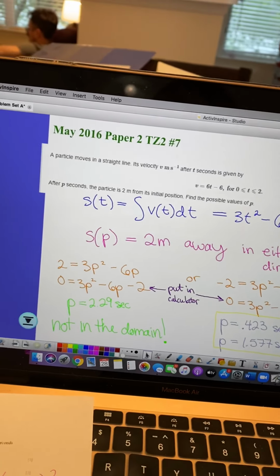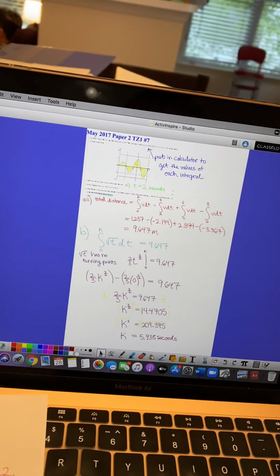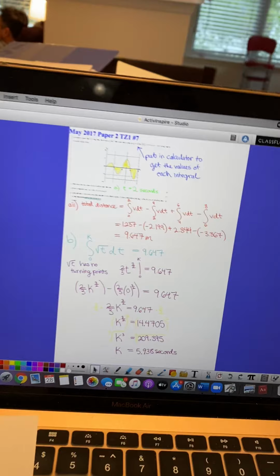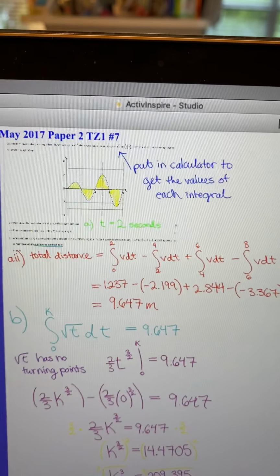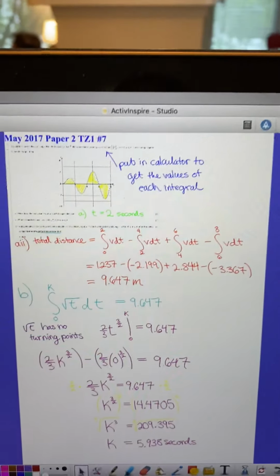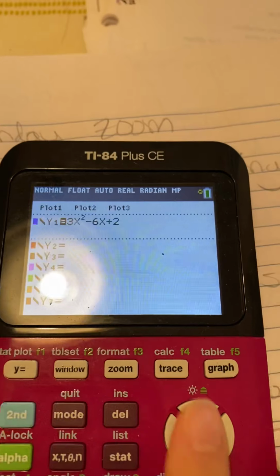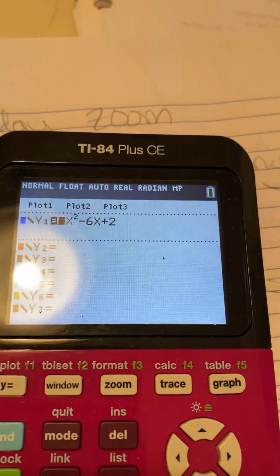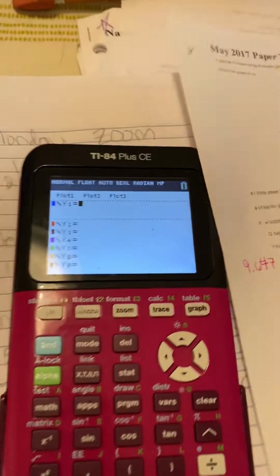Okay, I'm also gonna do a quick review of the calculator for finding the integrals here on this number 7. Okay, so gonna go on my calculator. We're gonna go back to y equals. I'm gonna clear out what's in there. I'm gonna enter the equation.